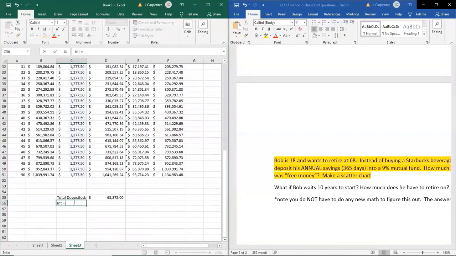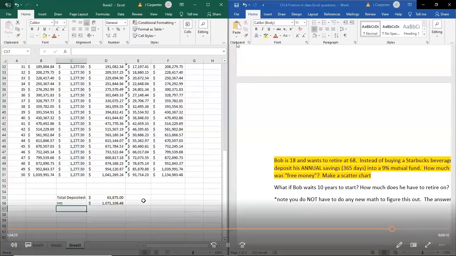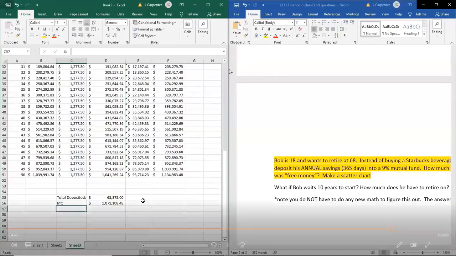Interest is going to be the difference of how much we ended with, so equals how much we ended with minus the total we deposited, which was this 64,000, and we got $1 million for free. Now, if you're employed, you can get yourself a Roth IRA, and I'll talk about this more in Chapter 9, but a Roth IRA means the money that you get for free, the interest, is tax-free.